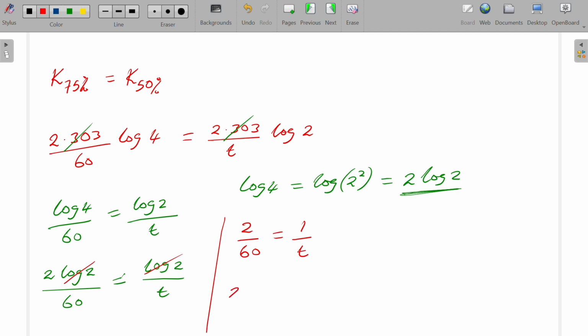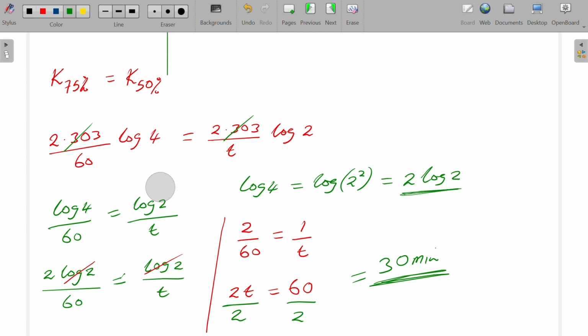When you reach this stage, we'll just cross multiply. We'll have 2t being equal to 60. And when we divide by 2 here, we also divide by 2 on the other side. This will just give us an answer which is 30 minutes. So it implies it will take 30 minutes for 50% under the same conditions to complete. So this is how we solve it.